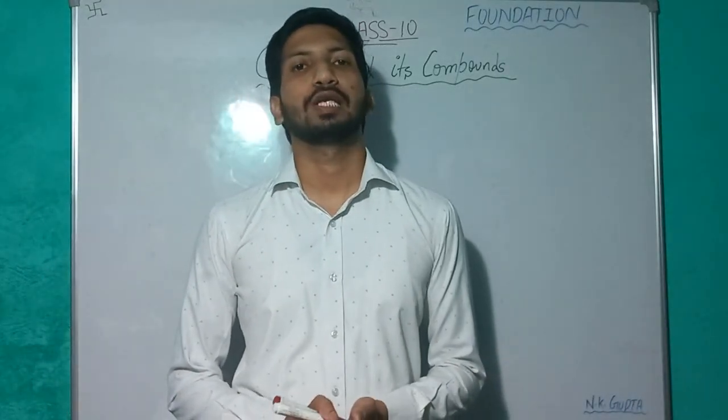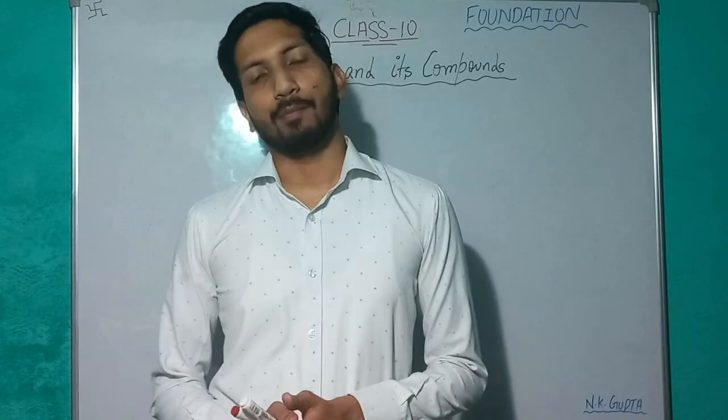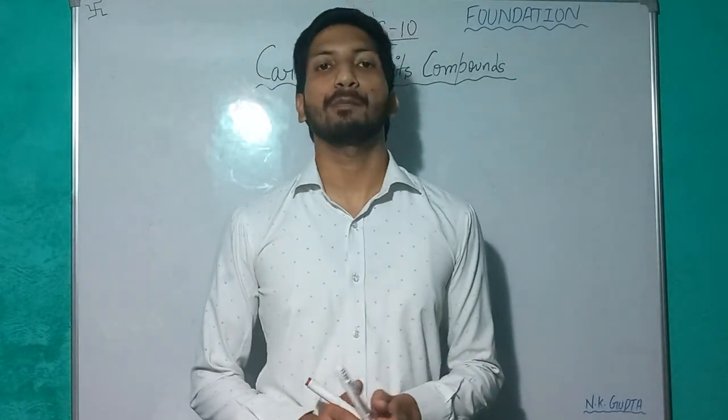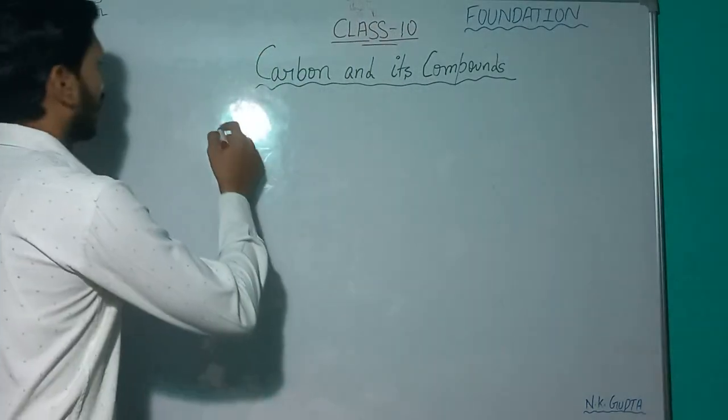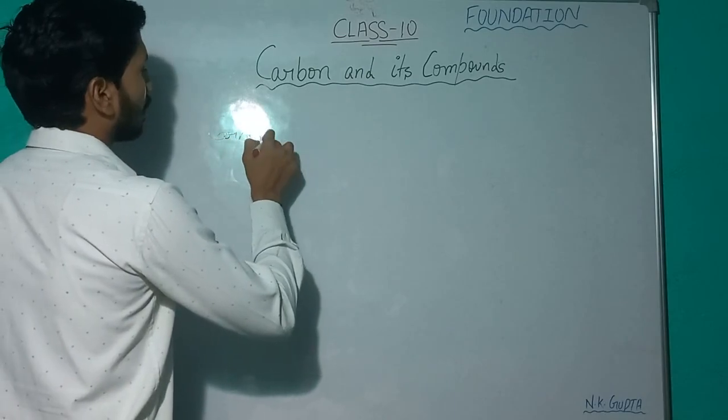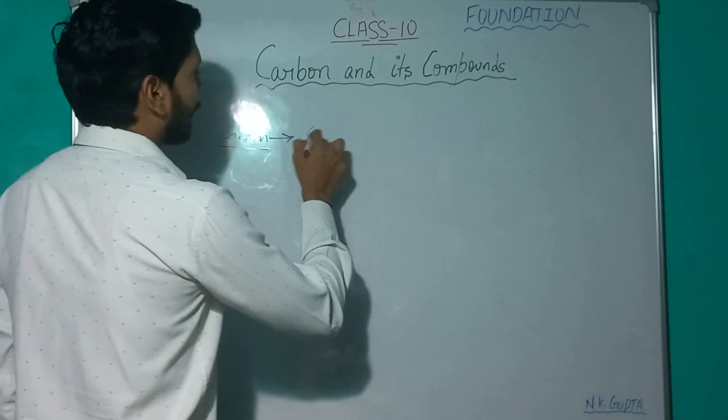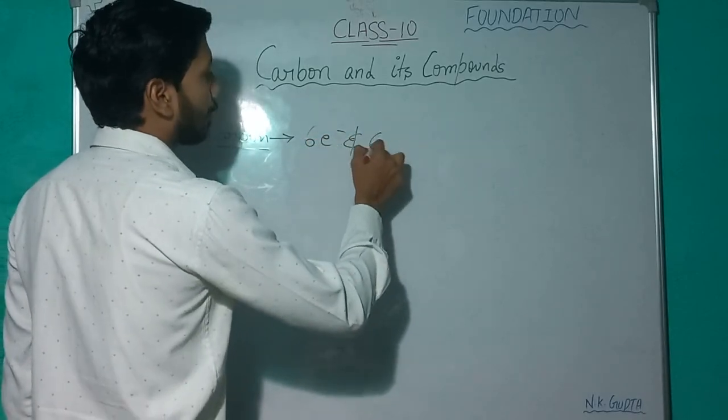Today I am starting a new chapter, carbon and its compounds. As we all know, in our periodic table, carbon is present at the sixth position. That means carbon has 6 electrons and 6 protons.